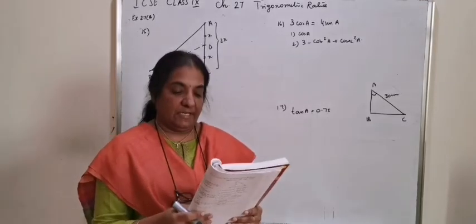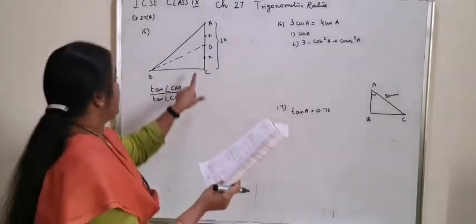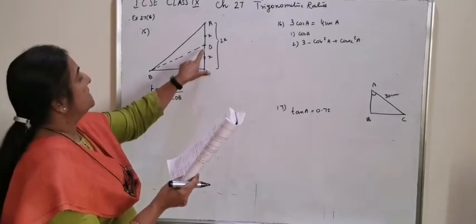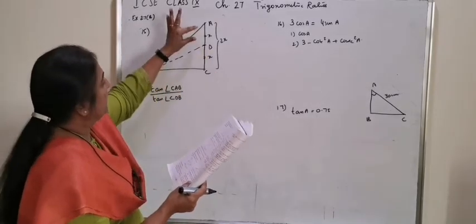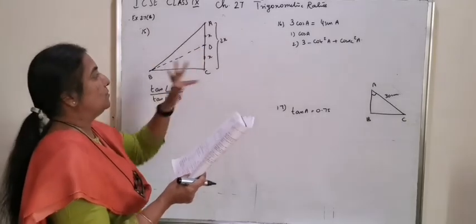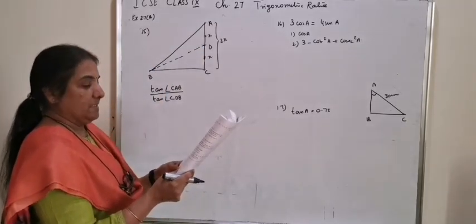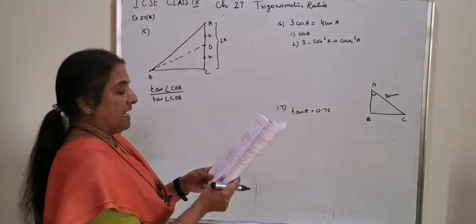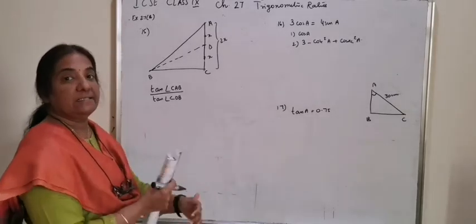Question number 15. In the given figure, angle C is equal to 90 degrees. D is the midpoint of AC. So let's take AD and DC as x and x because they are equal. So the total length will be 2x. Now what you have to find is tan angle CAB by tan angle CDB.